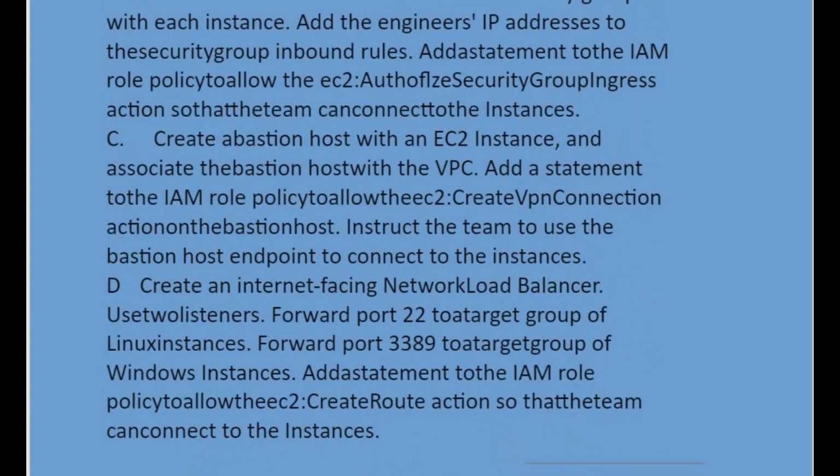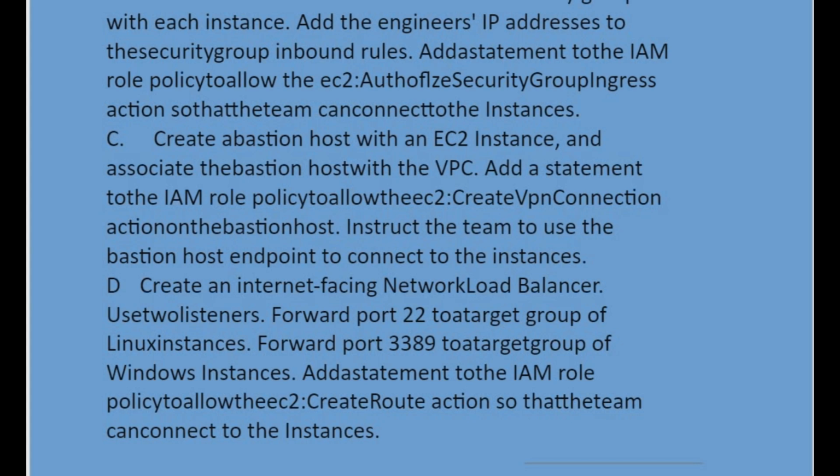Option C. Create a bastion host with an EC2 instance and associate the bastion host with the VPC. Add a statement to the IAM role policy to allow the EC2 create VPN connection action on the bastion host. Instruct the team to use the bastion host endpoint to connect to the instances.